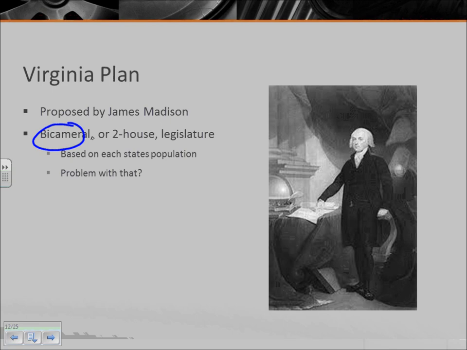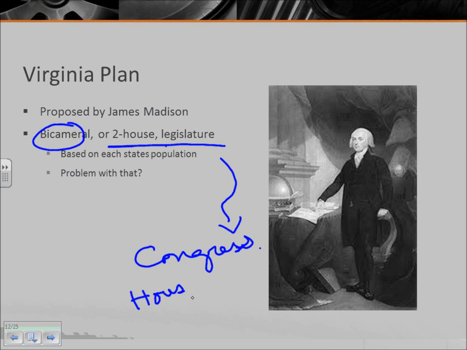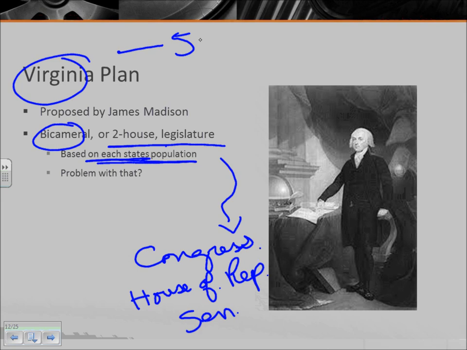And like I said, if you look at the modern equivalent, today in Congress we have the House of Representatives and we also have the Senate. So you can see some things that have held over from that era. But his plan was based on each state's population. So you have Virginia, a state with a huge population. We'll just say, theoretically, they have 500,000 people. They're going to have way more representatives in Congress than, say, Georgia, which might only have 250,000.